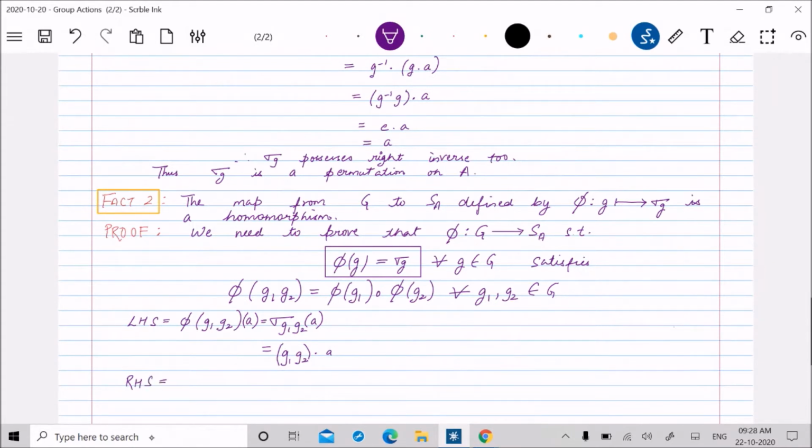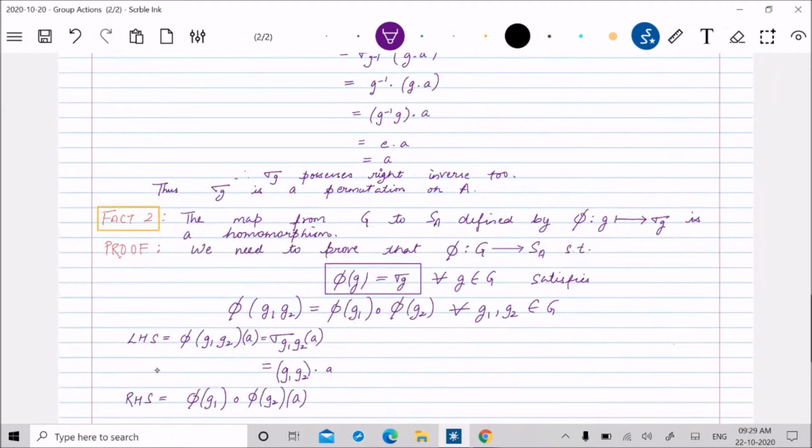RHS. The right hand side is phi of G1 composed with phi of G2. Since these are functions, phi G1 is a function and phi G2 is a function, so we should write an element little a of capital A here. They must be acting on capital A. Now I should use the fact that I have done this. Let me write it.